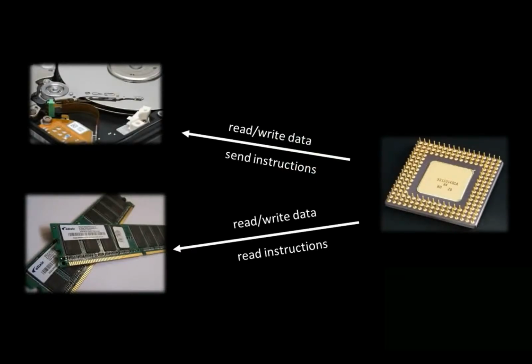So the relationship between these three parts, the CPU, the memory, and the I/O devices, is that the CPU is in control. The CPU does its job by reading instructions found in memory, and those instructions may tell the CPU to send instructions to input-output devices, effectively telling those input-output devices what to do.